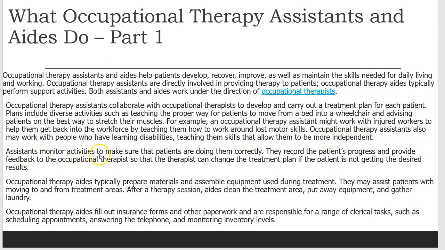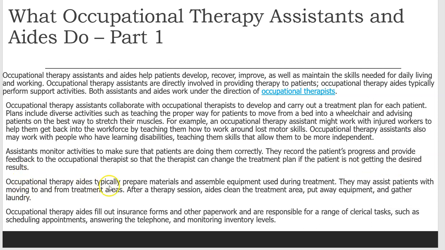Assistants monitor activities to make sure that patients are doing them correctly. They record the patient's progress and provide feedback to the occupational therapist so that the therapist can change the treatment plan if the patient is not getting the desired results.